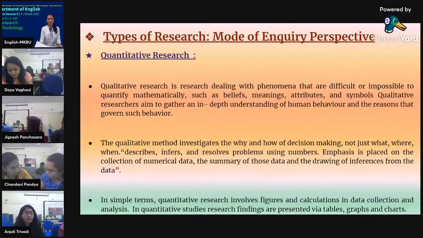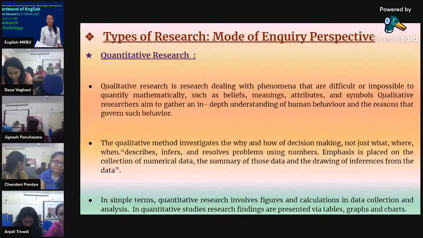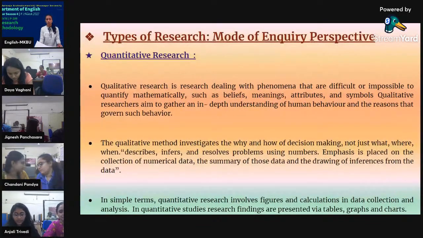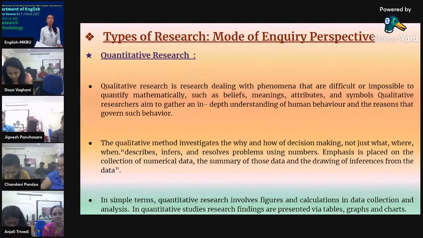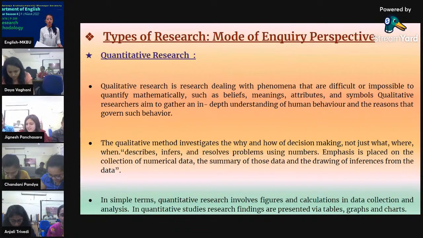And the third part of research is the mode of inquiry perspective: quantitative research and qualitative research. Quantitative research deals with phenomena that are difficult or impossible to quantify mathematically, such as beliefs, meanings, attributes and symbols. Qualitative research aims to gather an in-depth understanding of human behavior and the reasons that govern such behavior.